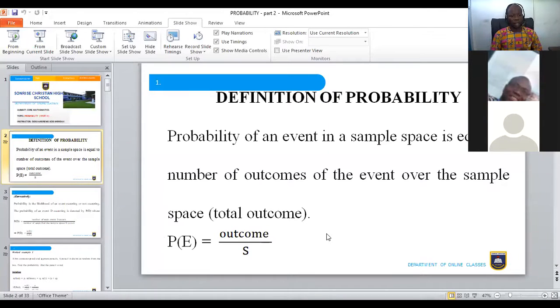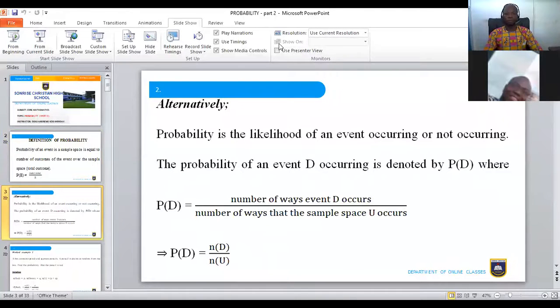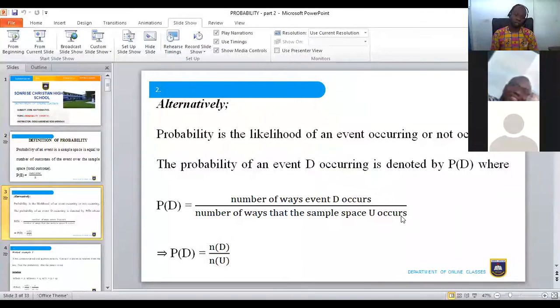We'll take another definition of probability. So please quickly get this one. The second definition there is probability is the likelihood of an event occurring or not occurring. That is all. The likelihood of an event occurring or not occurring.